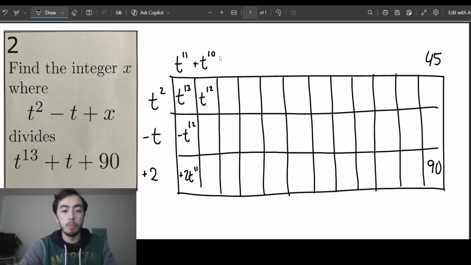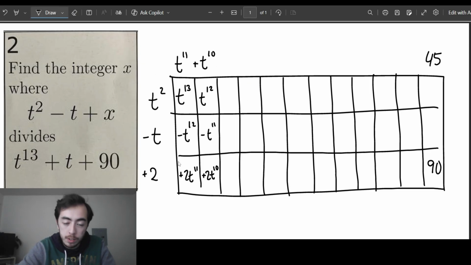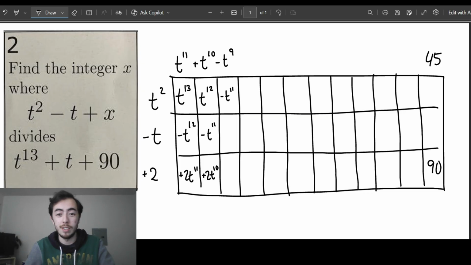Now I can use that information, multiply through down, I get minus t to the 11, and then plus 2t to the power of 10. And this process kind of keeps just going on. Here I know that there is no t to the 11 term, and so to make sure that this zeroes out, I do need a minus t to the 11 here. This requires a minus t to the 9 on top, and then I can multiply this through, and let's just see where this takes us.